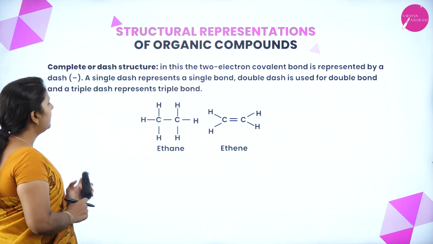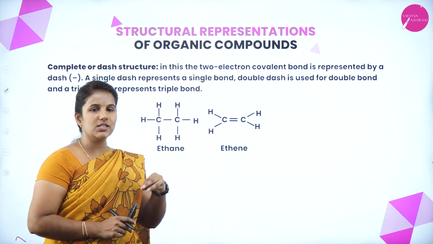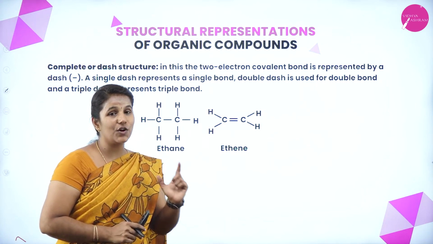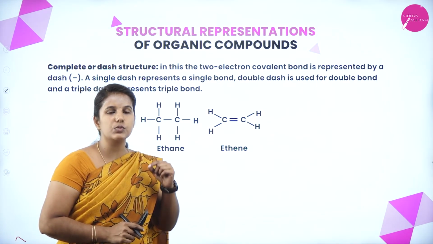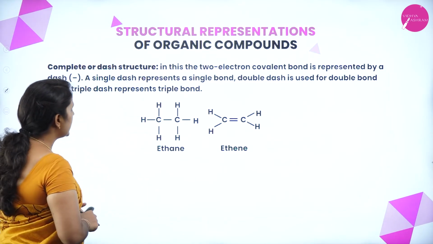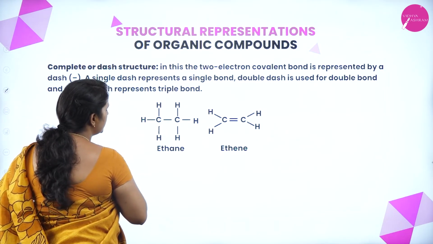Next is the complete or the dash structure. So after understanding the Lewis dot structure, just by writing how many electrons have been shared, now it is necessary to draw the dashed line structure just by drawing or joining those electrons. Okay. For example, in ethane, we know that the carbon is sharing 1 electron and hydrogen is sharing 1 electron.